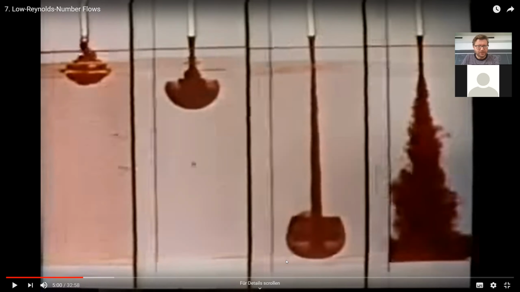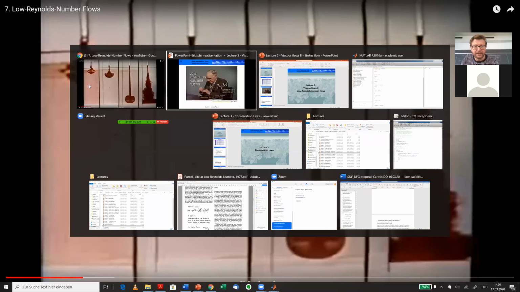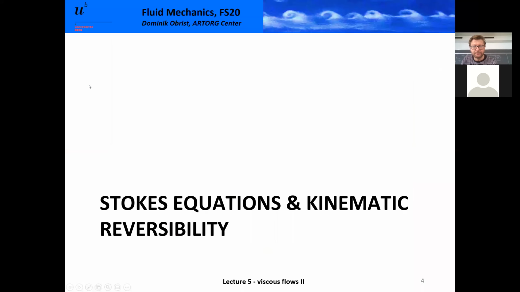And the one which is rather boring, where almost nothing is happening, on the very left, is a low Reynolds number flow. And that's exactly what we're going to talk about. Large parts of the human body have exactly this situation, namely microcirculation and capillary flow or flow in the alveoli of the lung. Let me turn off the video and come back here.